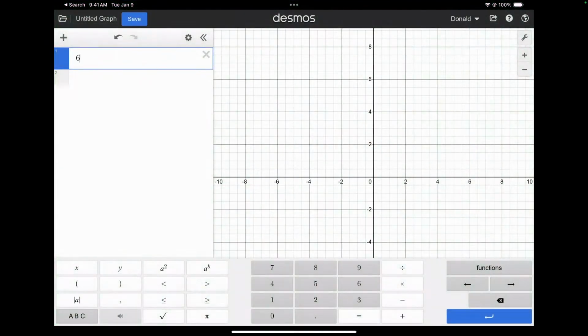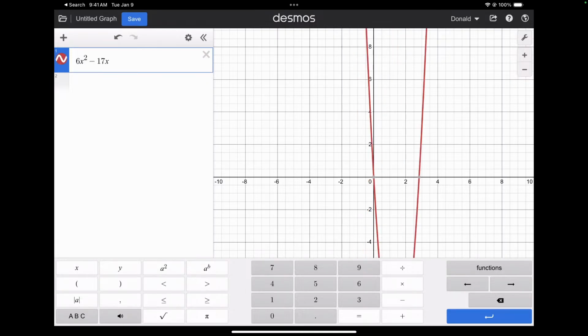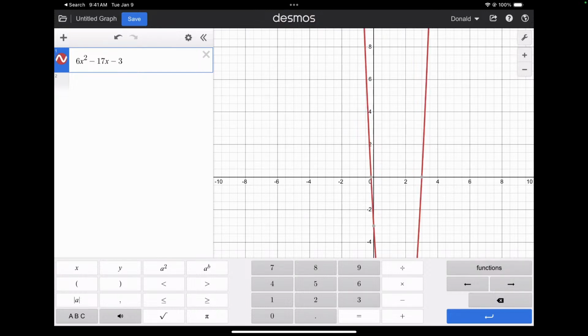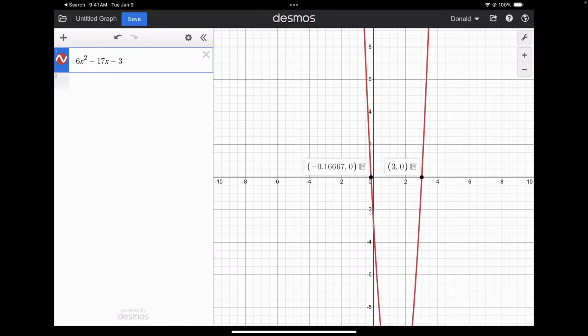I didn't say that. 6x squared minus 17x... I think it's minus 1 or minus 3. Minus 3, right? Yeah. So basically, is the answer. How do you tell the answer?